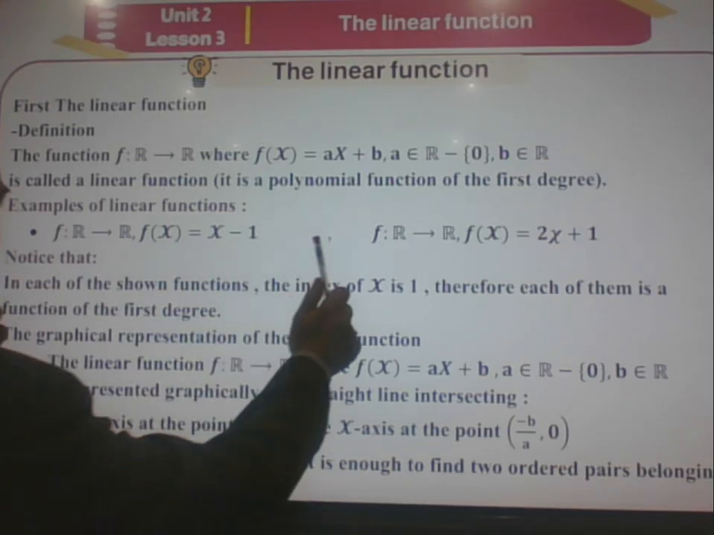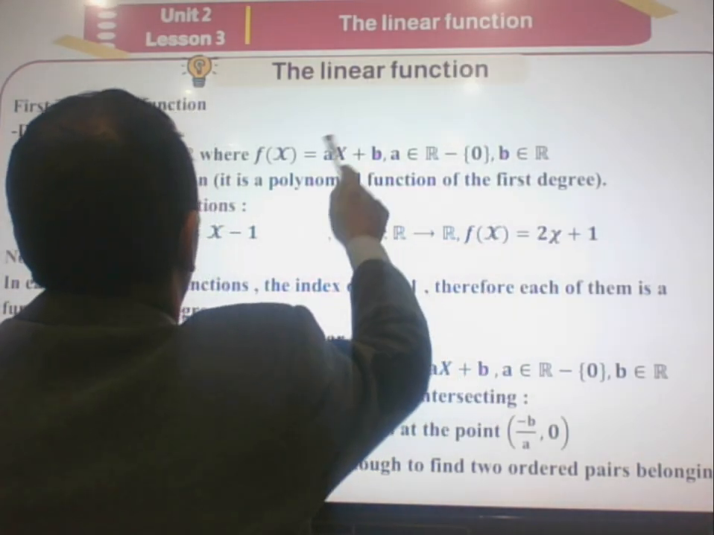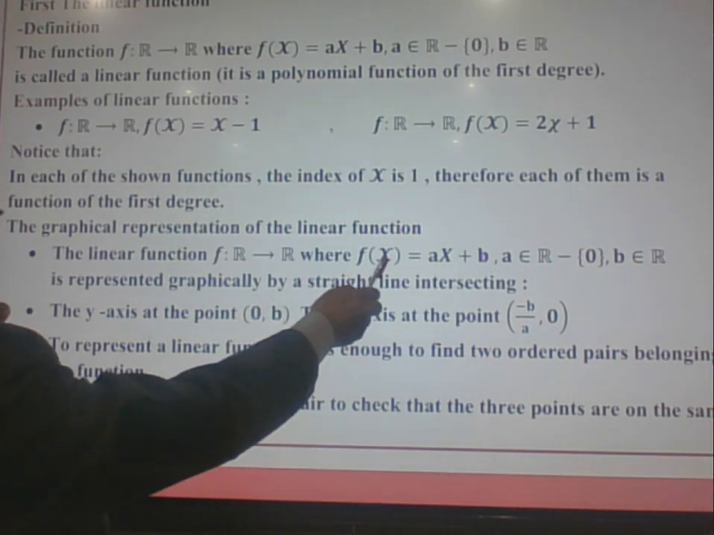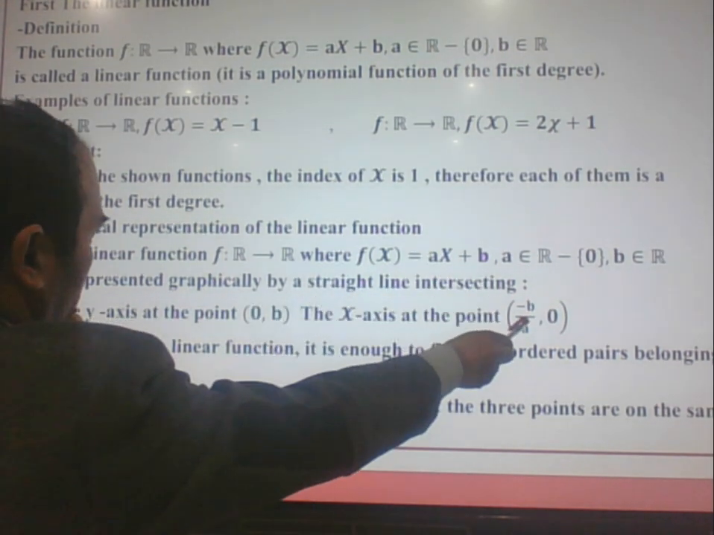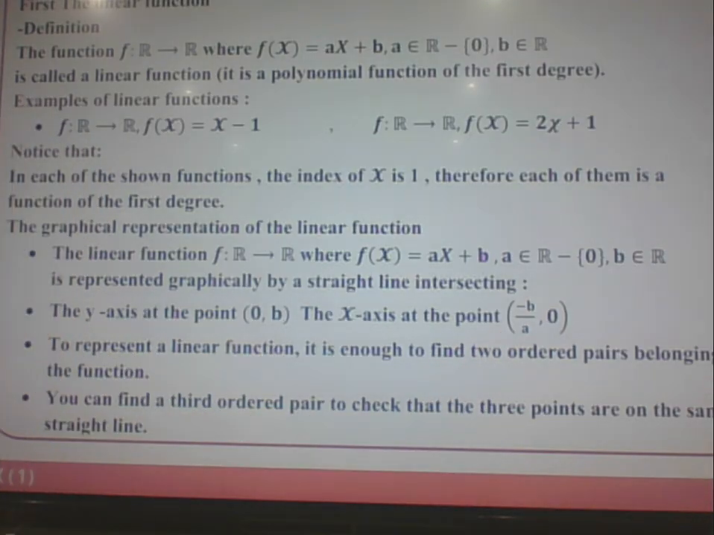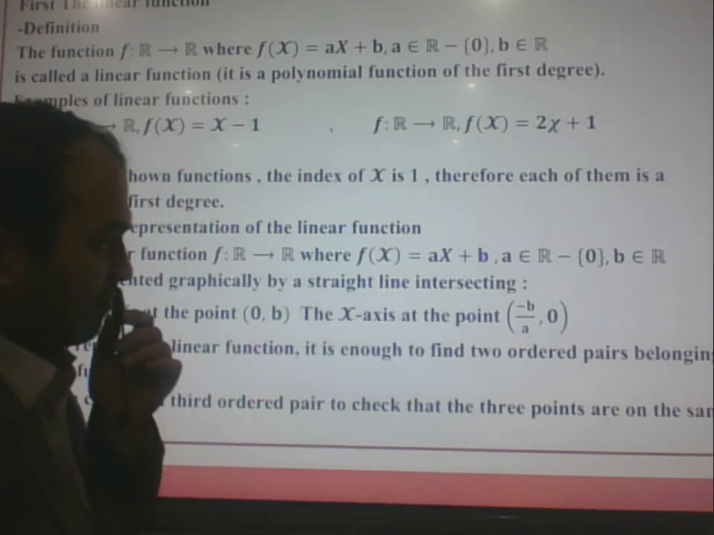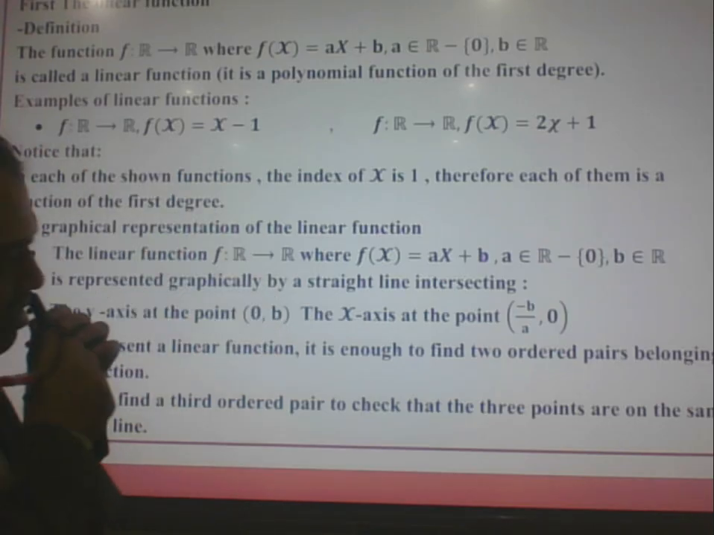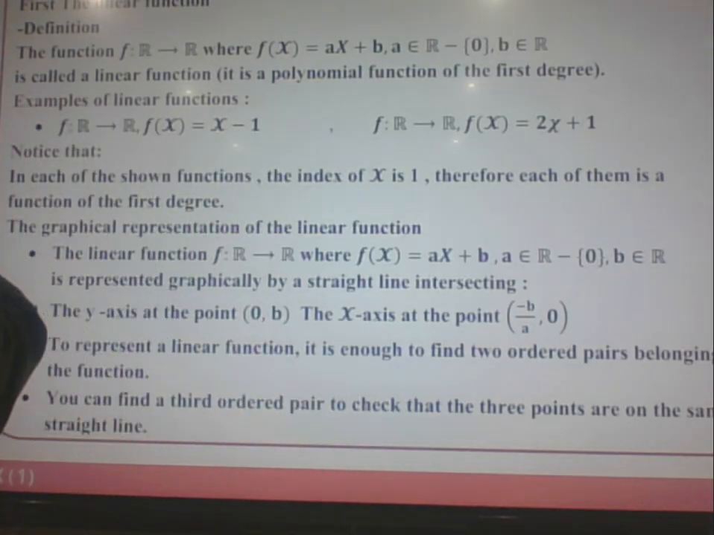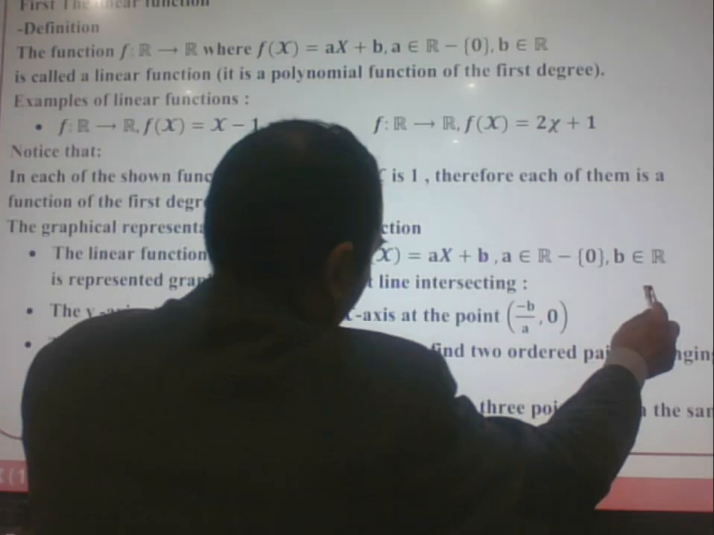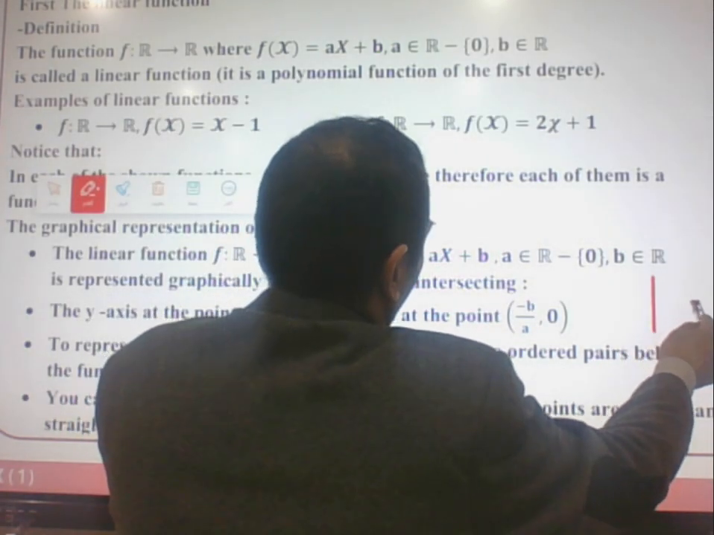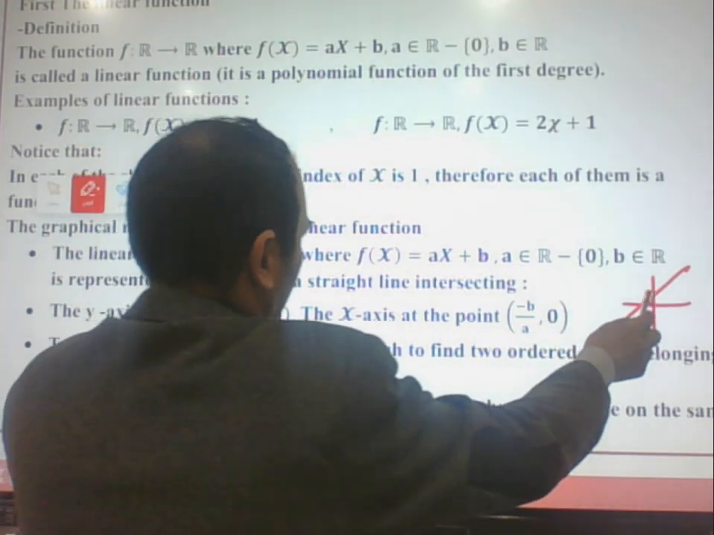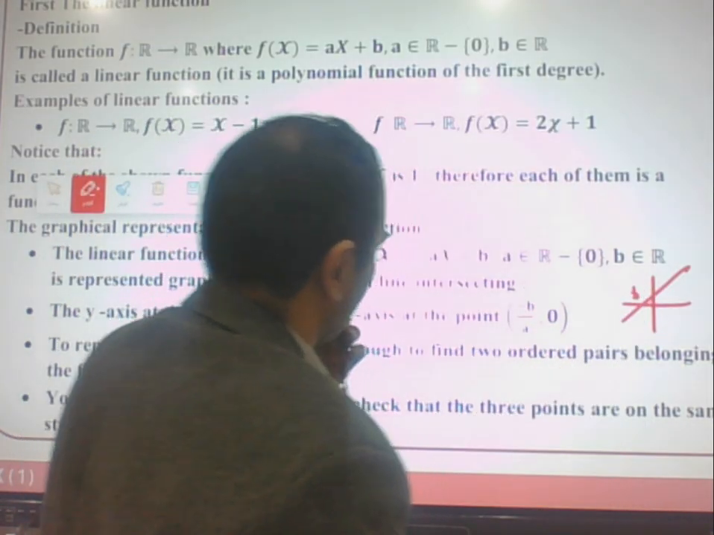It is a polynomial function of the first degree, because the power of x here is 1 and b is a constant, like this. We have f of x equals ax plus b. When the line crosses the y-axis, we have the point 0 and b, the straight line passing through like this. If I draw the line like this, we have a straight line cutting through the y-axis at the point b, like this.